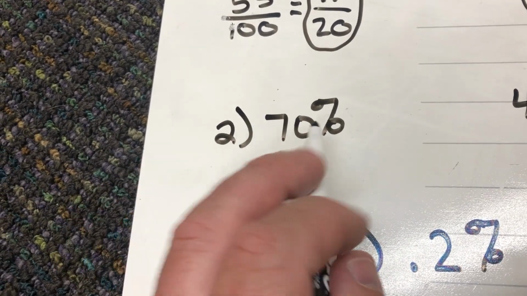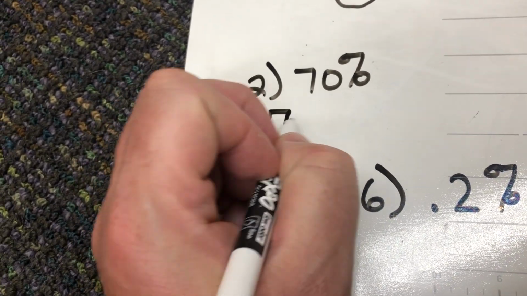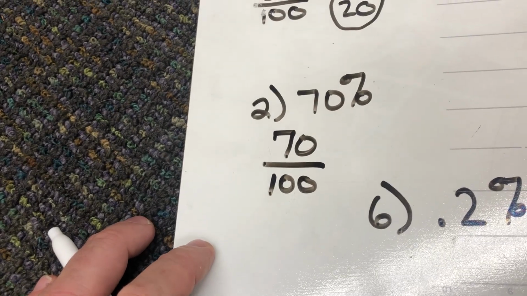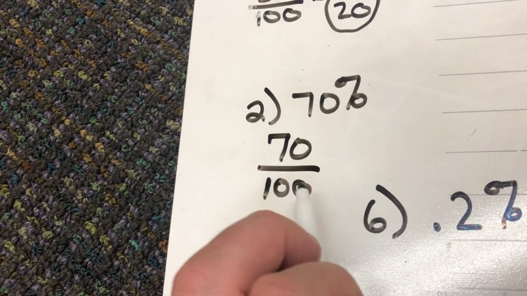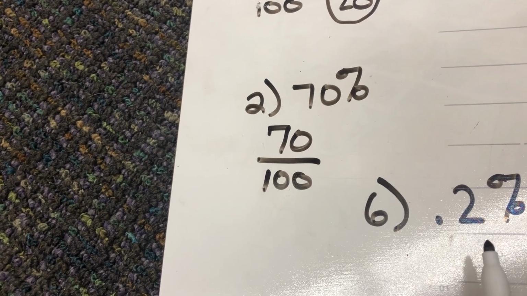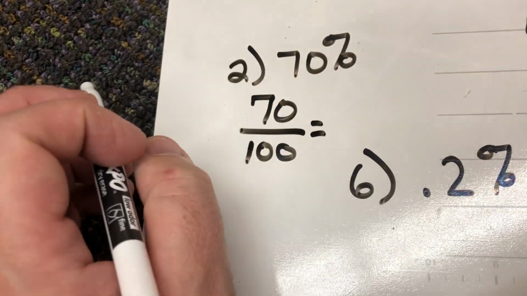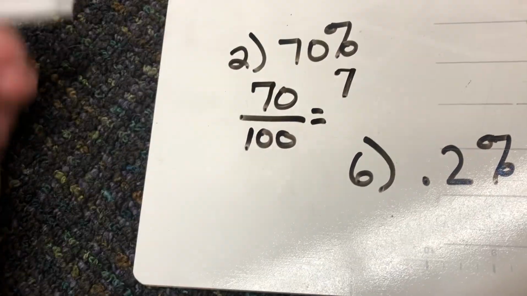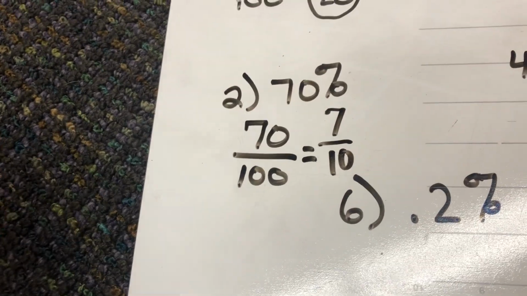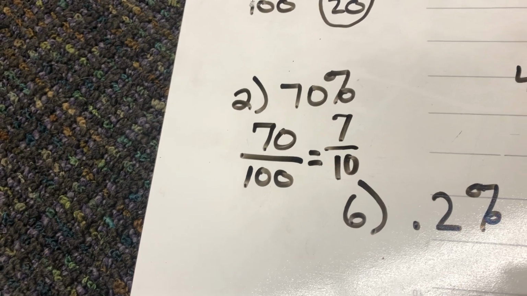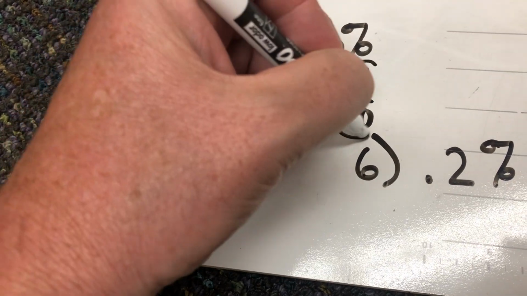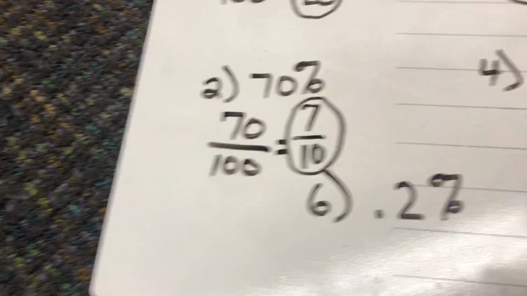Revert back to number 2, 70%. Well, we're going to start with 70 over 100. And thinking about our rules of divisibility, these both end in 0, which means they are both divisible by 10. 70 divided by 10 is 7. 100 divided by 10 is 10. When I think about 7 over 10, I can't think of another number other than 1 that can go into both 7 and 10. So that would be in simplest form.